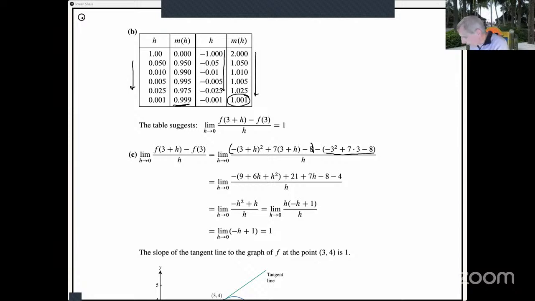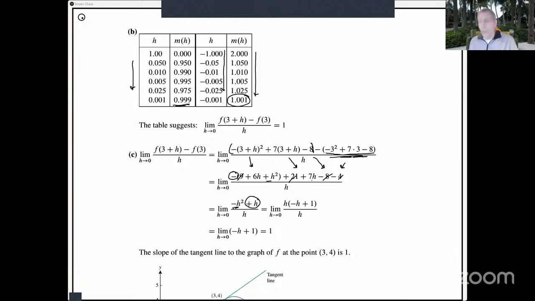So let's see here if I've got this right. I expanded out this 3 plus h squared, and distributed the 7. There's the minus 8. Simplified that numerical value. I think that's going to be a minus 4. Now, some good things happen here. I think it works out that all of these constants cancel out. I've got a plus 7h and a minus 6h, so there's plus 1h. There's a minus sign out in front there, so that's minus h squared.